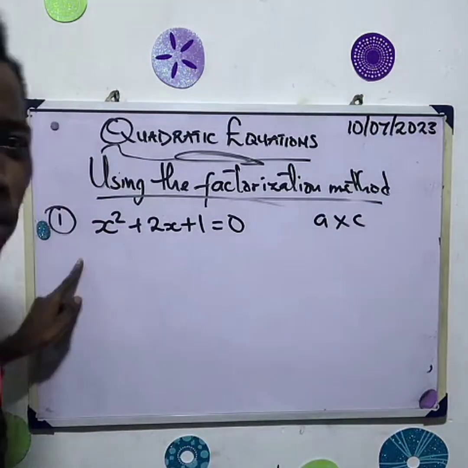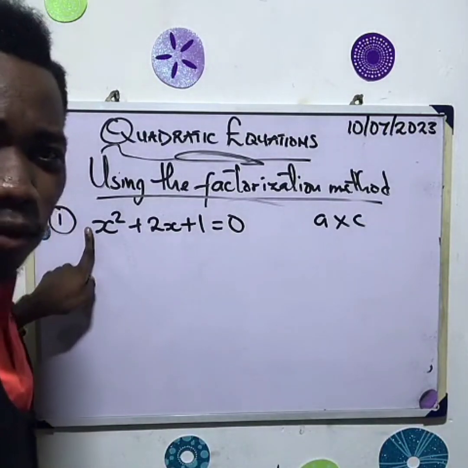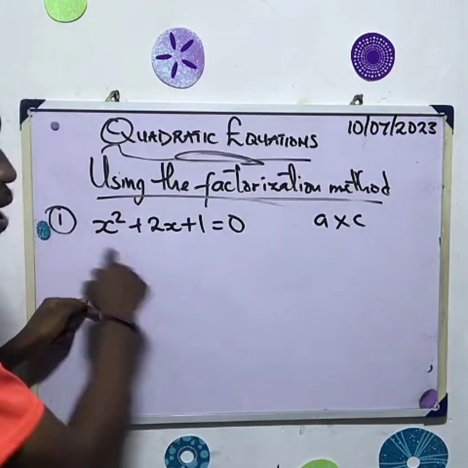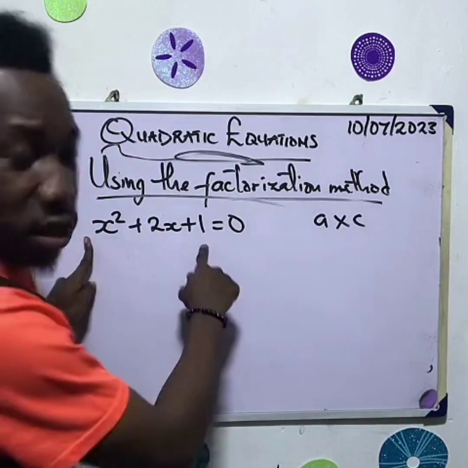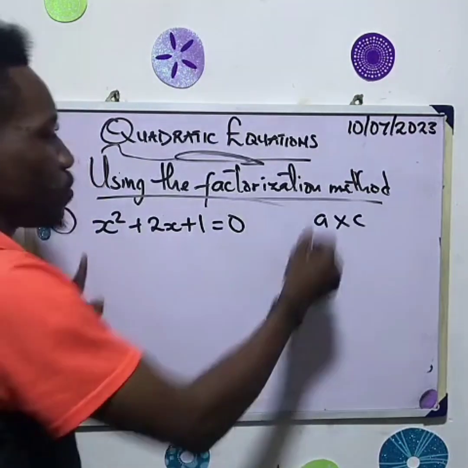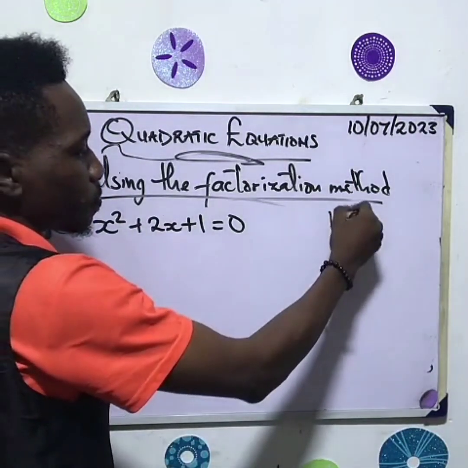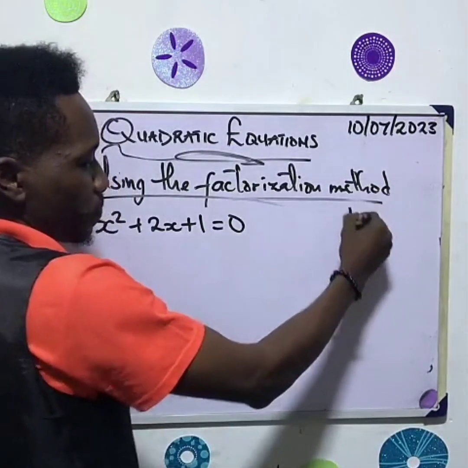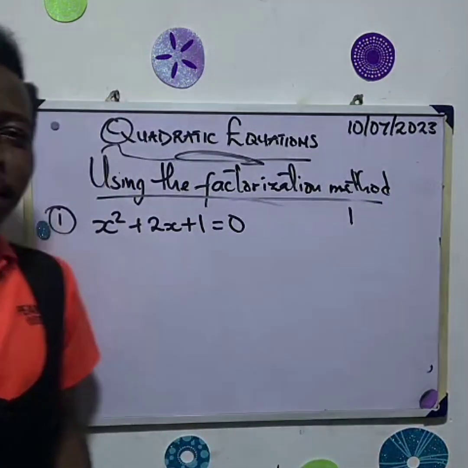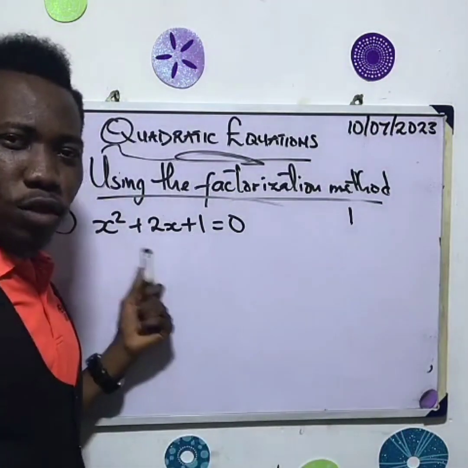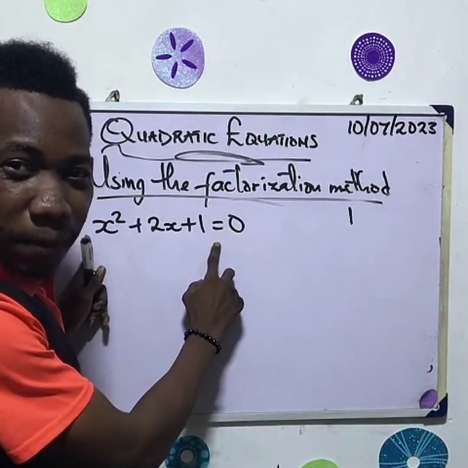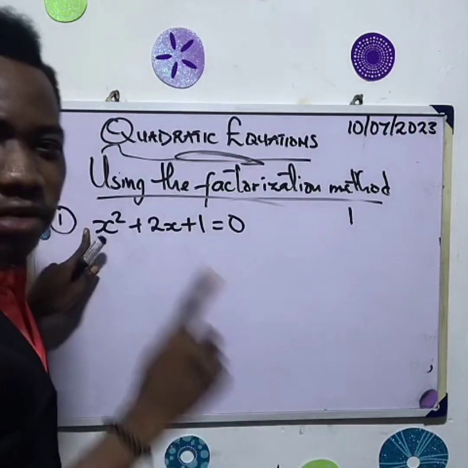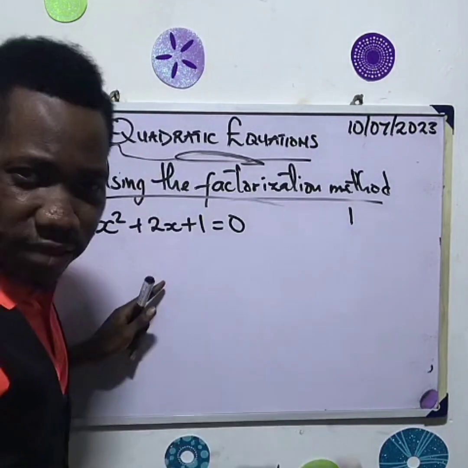What does that mean? You want to multiply the coefficient of your x squared, whatever you have here, by your c. So what is our a here? Our a here is 1. And what is our c? Our c here is plus 1. So that is 1 times plus 1, or plus 1 times plus 1, the same thing. So that's going to give us 1. I repeat myself: the first thing you want to do is to multiply your a by your c. In other words, multiply the coefficient of the x squared by the constant.